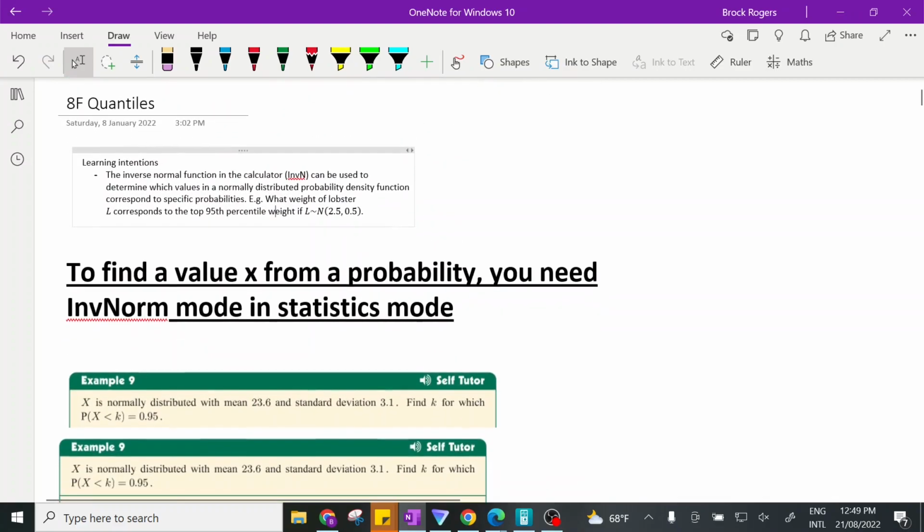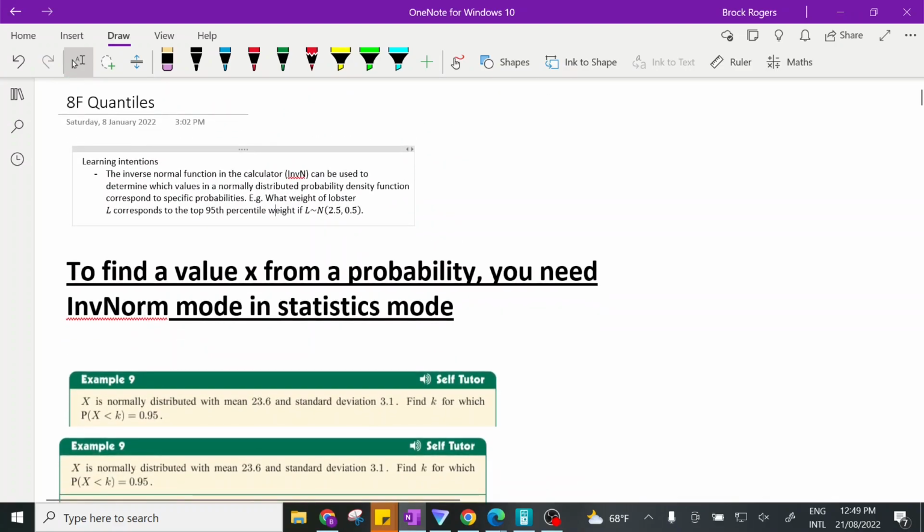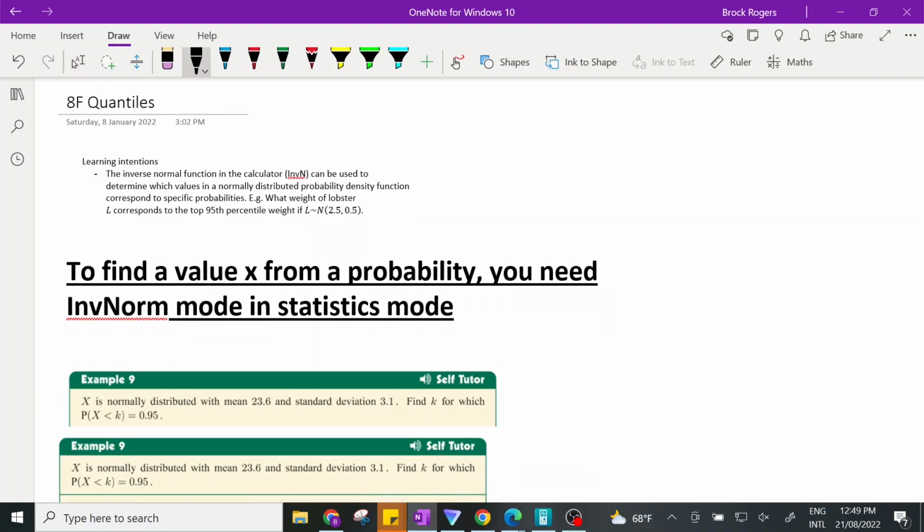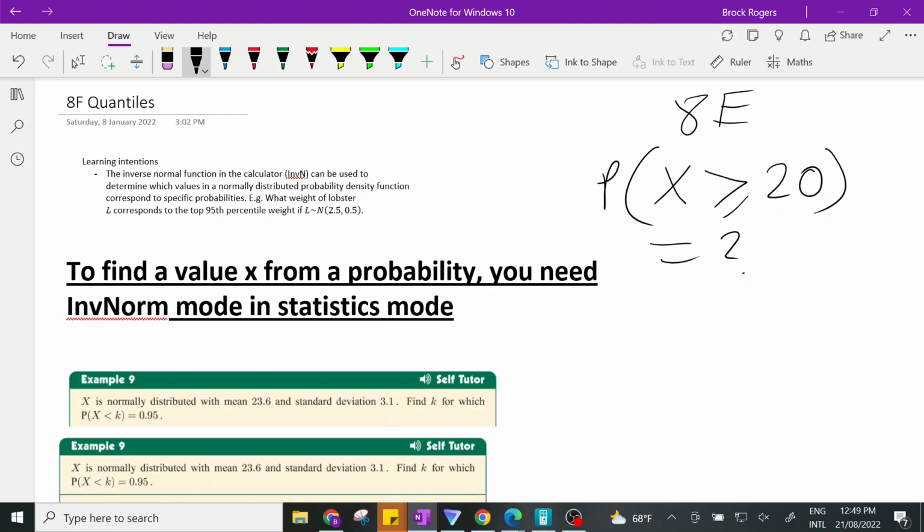So this first component of the chapter is just using the calculator to do the inverse of what we were doing before. In the last chapter, chapter 8E, given a random variable being above or below or between an actual number, you were given the actual number and had to find the probability. This chapter is doing the opposite.